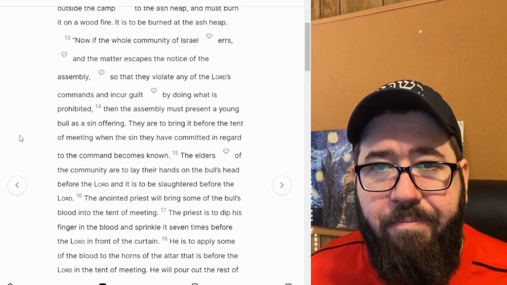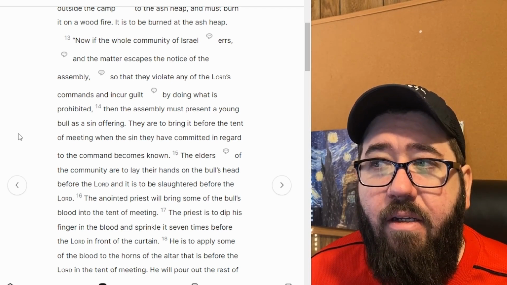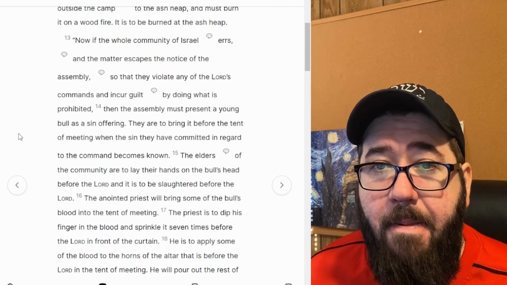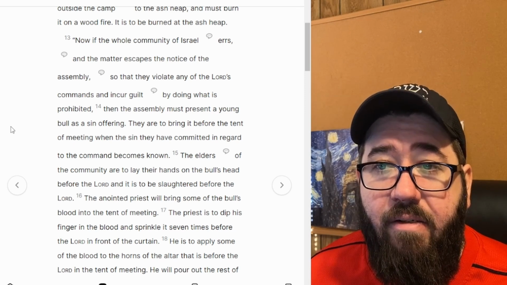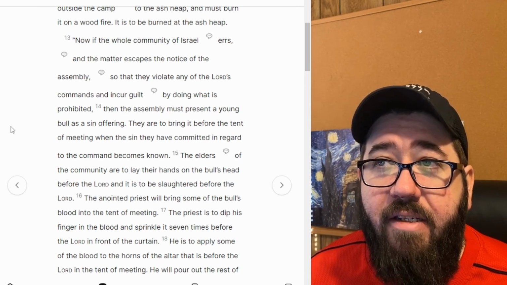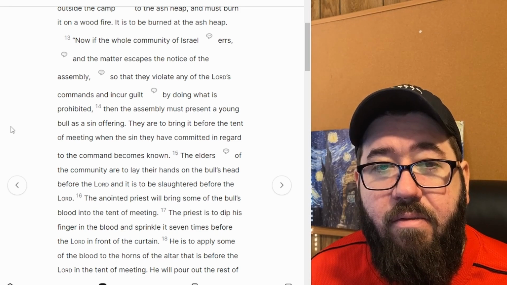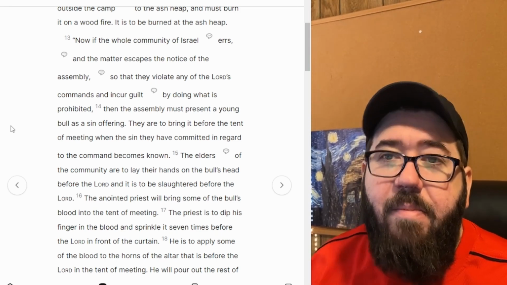noteworthy here is, if there is sin and it is not known that it is sin, that doesn't excuse the sacrifice that needs to be made. Sacrifice still has to be made.